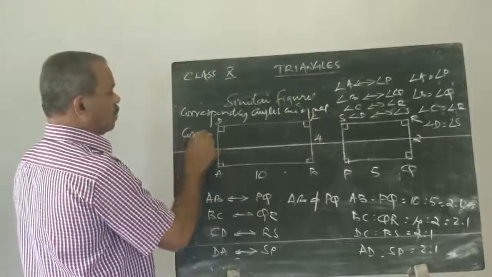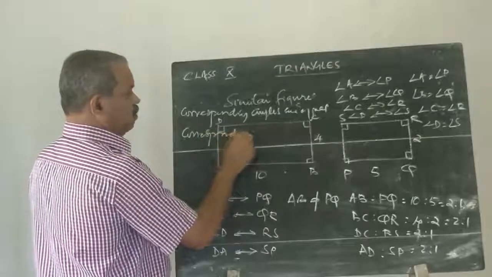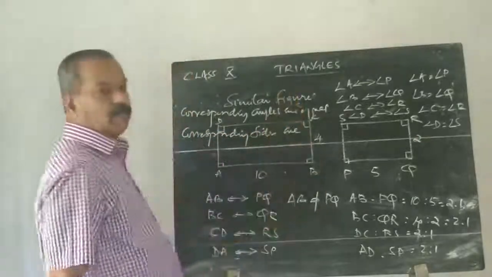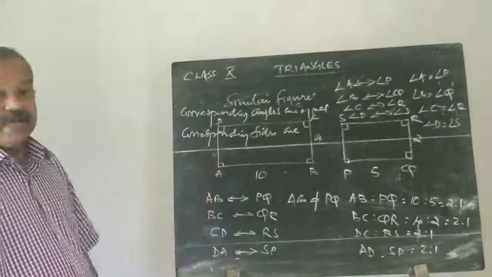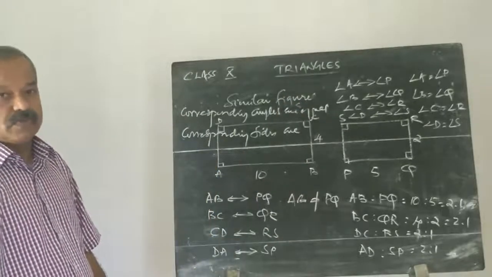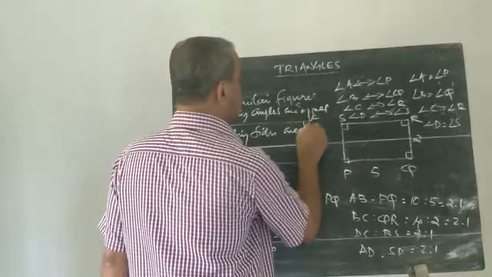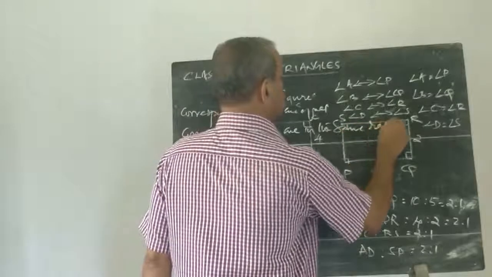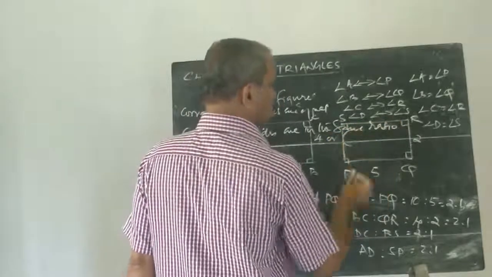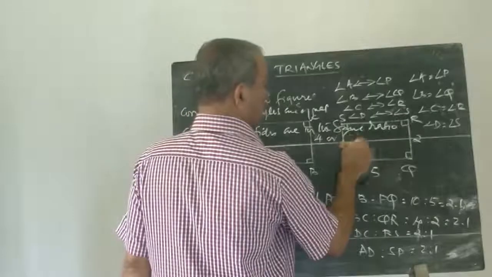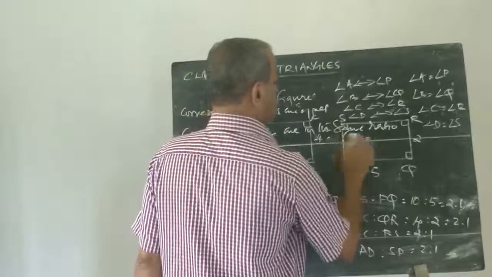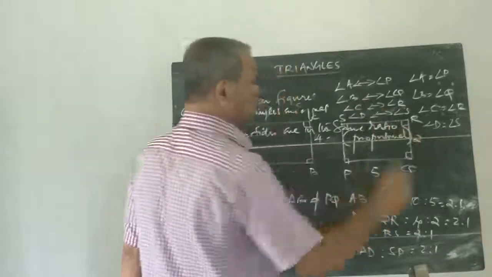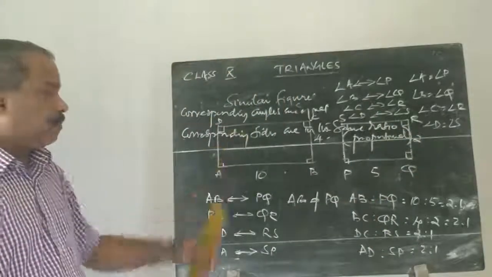And what about the corresponding sides? Are they equal? Corresponding sides are not equal, but they are in the same ratio or proportional. The corresponding sides are in the same ratio, or in proportion, or proportional.